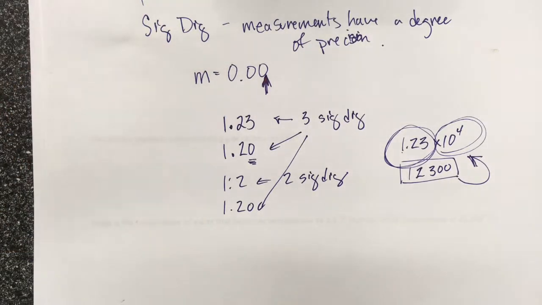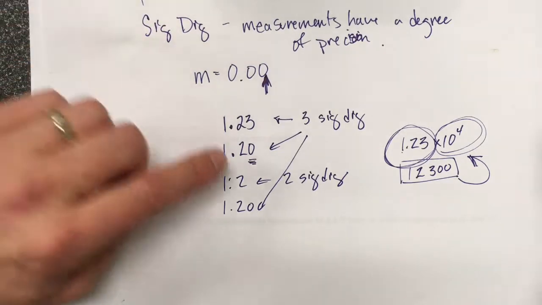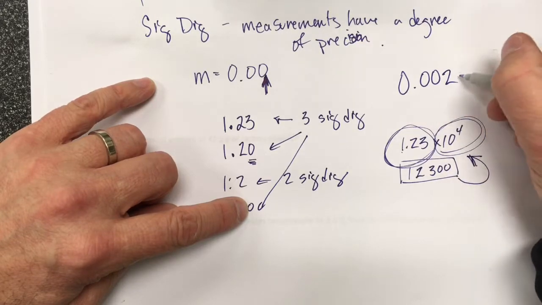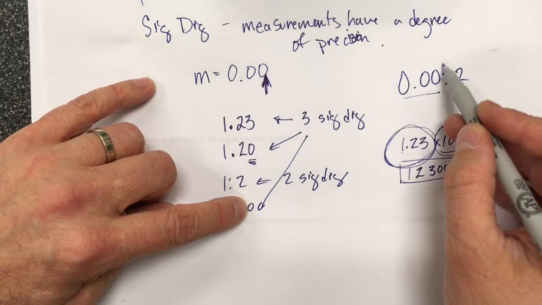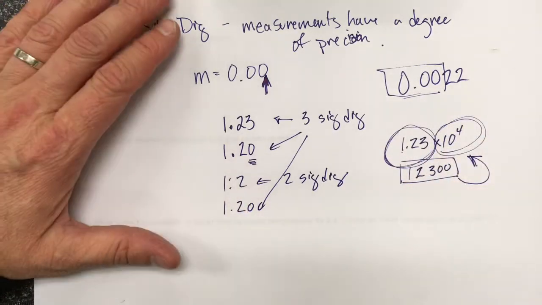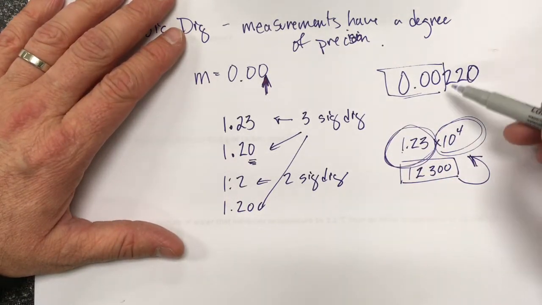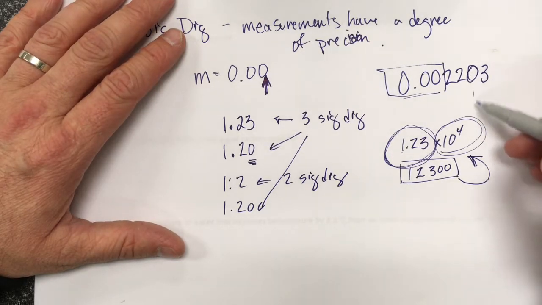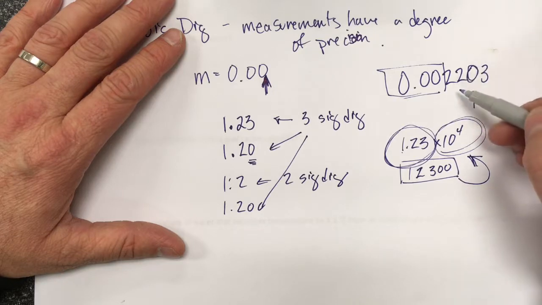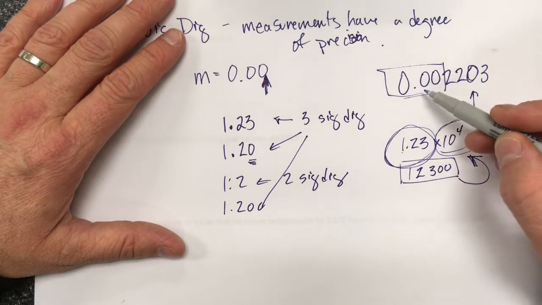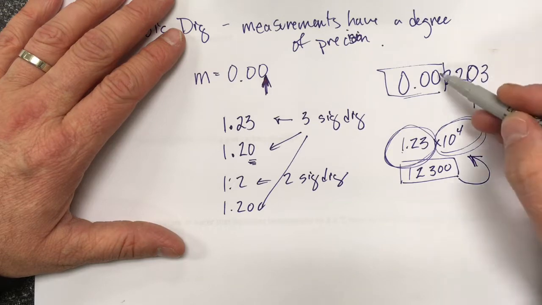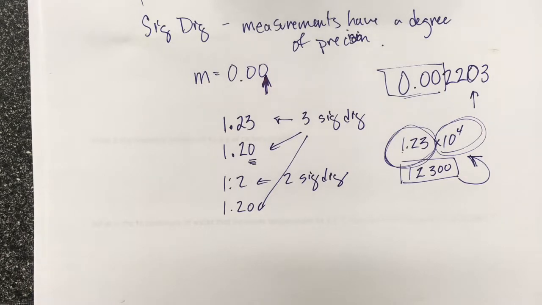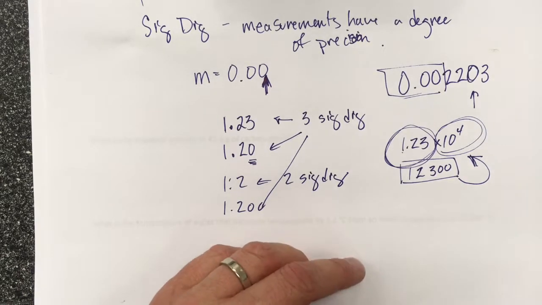Now our general rule is that trailing zeros are significant. Zeros that are in front are not significant. These are placeholders, so they're not significant. But if there was a 0 on the end, this would have 1, 2, 3 significant digits. If we have a 0 in the middle of a number, it is also significant. So if this was the number 0.002203, this has 4 significant digits. When we talk about significant digits, it's important to be able to calculate the number of significant digits.